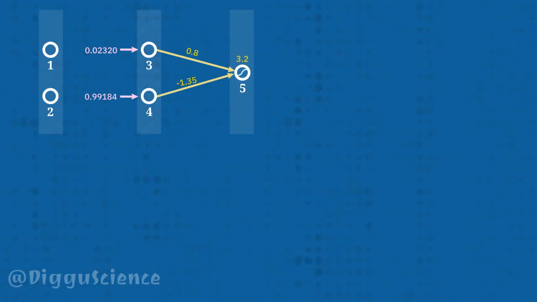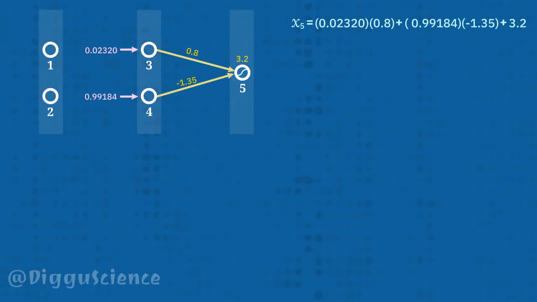Through the same process, x5 is equal to 0.0232 times 0.8 plus 0.99184 times minus 1.35 plus 3.2. Using a calculator, x5 is equal to 1.87958.